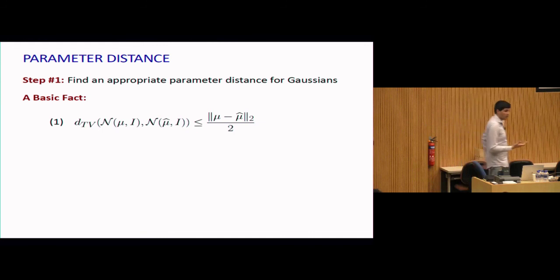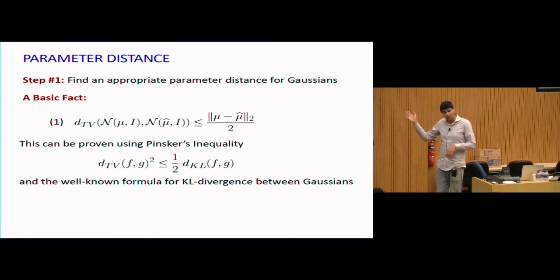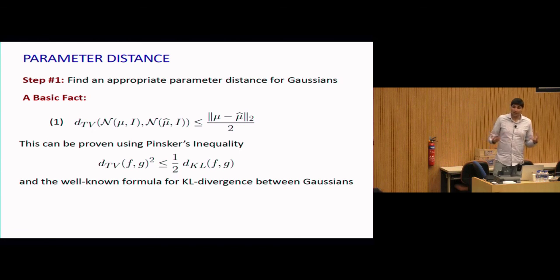Now, this is very intuitive because, wherever mu is, wherever mu hat is, it's really a one-dimensional problem. Off of that one direction spanned by the difference mu minus mu hat, everything is the same. It's a standard Gaussian. And along this one direction is the thing that contributes to your total variation distance. In case you're curious, the way that you prove this is pretty standard. You use something called Pinsker's inequality that relates the KL divergence between two distributions to the TV distance. And there's a well-known formula for the KL divergence between two Gaussians. When you plug it in and use Pinsker, you get exactly this inequality.